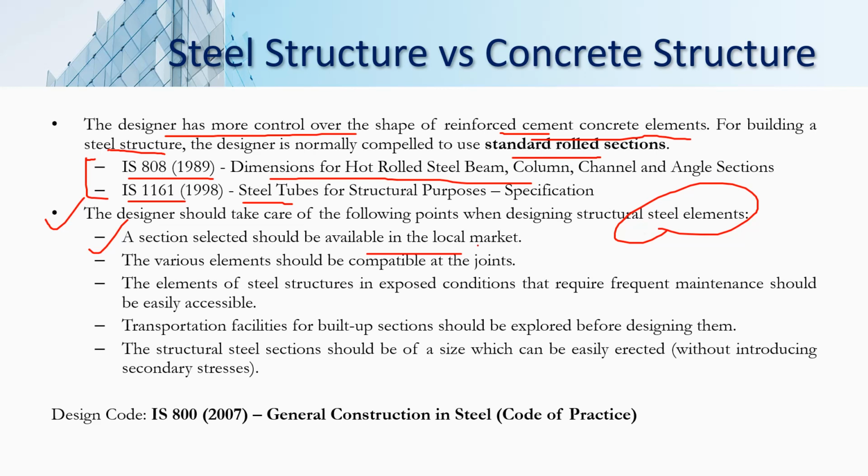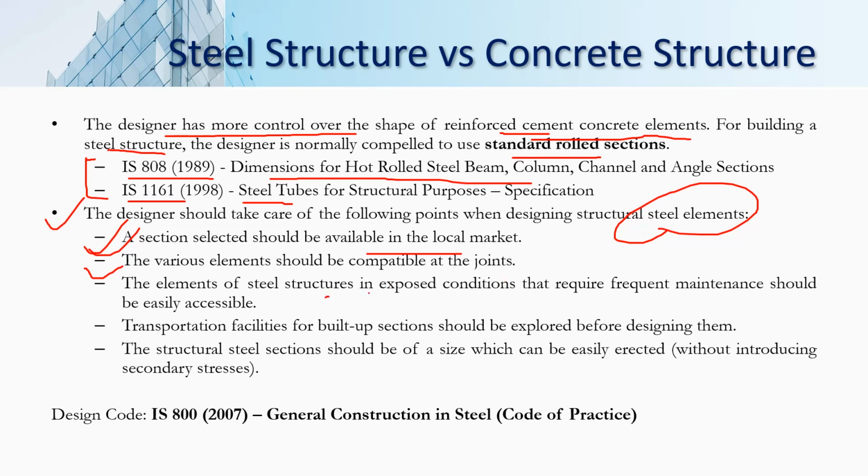So you have to always make sure that those steel sections are available in your local market. If it is a very big project, then there may be some way to import structural elements from foreign countries also. But for residential buildings and other small buildings, you have to make sure that this first point is taken care of. Similarly, you have to use structural elements which are compatible at the joints. That means it should not be difficult to make connections using those various structural elements. For example, you have to make sure that your beam and columns are such that a connection can be readily made between them.